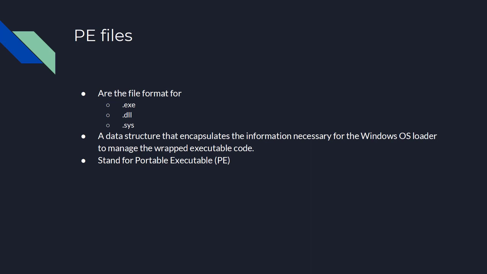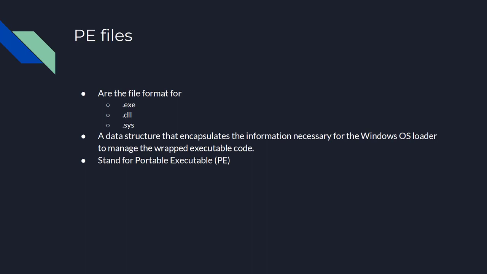.dlls are libraries of code that are available to be referenced by other applications. For example, Microsoft might make available a DLL that has the code for graphical user interface functions such as windows and pop-ups. .sys files are basically drivers.